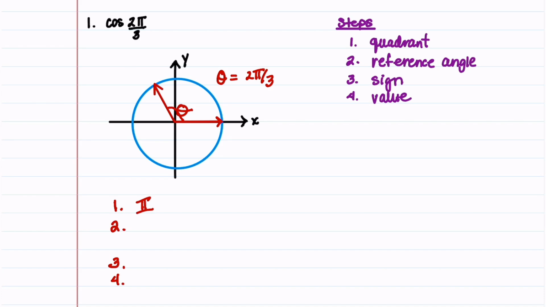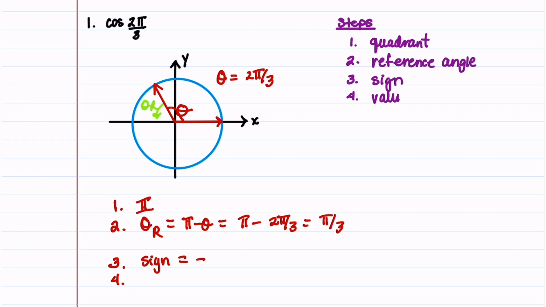The second step we need to do is find the reference angle. Our reference angle, theta sub r, looks like this. And it's equal to pi minus theta, which is pi minus 2 pi over 3, which is equal to pi over 3. Our third step is to find the sign of cosine theta. Our angle is in the second quadrant, and cosine is negative in the second quadrant. So let's write down our sign is going to be negative.